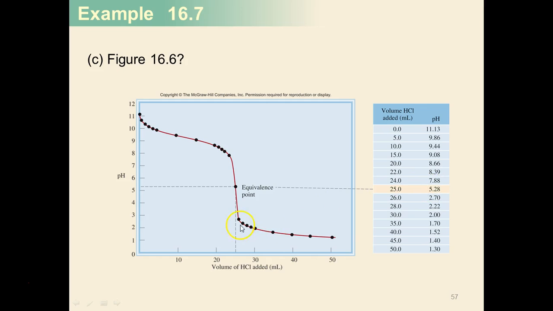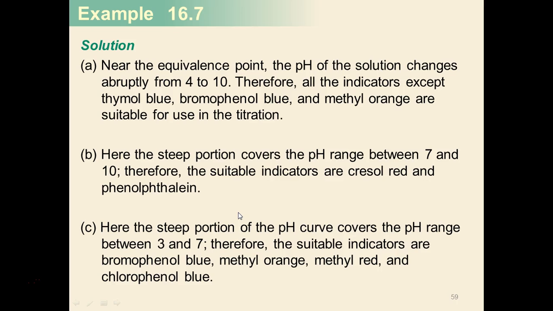So looking at the range of, let's say, pH 3 to pH 7, roughly there, the indicators that would be suitable for this would be bromophenol blue, methyl orange, methyl red, and chlorophenol blue.